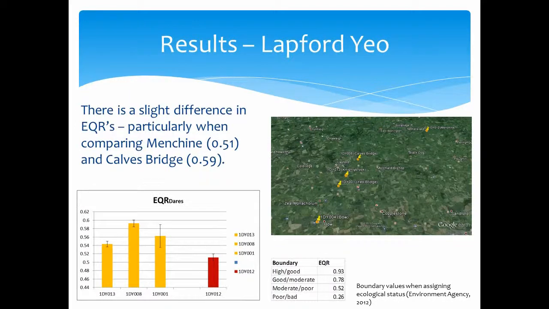This is the results for Lapford Yeo. As you can see, it's not as good as the Tor. Particularly mention 1DY012. The diatoms we found there were a lot more sensitive, they had higher scores, so this brought down the ecological status. So all the moderates, they're much smaller than the ones in the Tor, and Menchen is graded poor, even though it is just 0.01 away from being moderate. And also, according to the map, the phosphorus levels were much higher in Lapford Yeo compared to the Tor catchment itself.